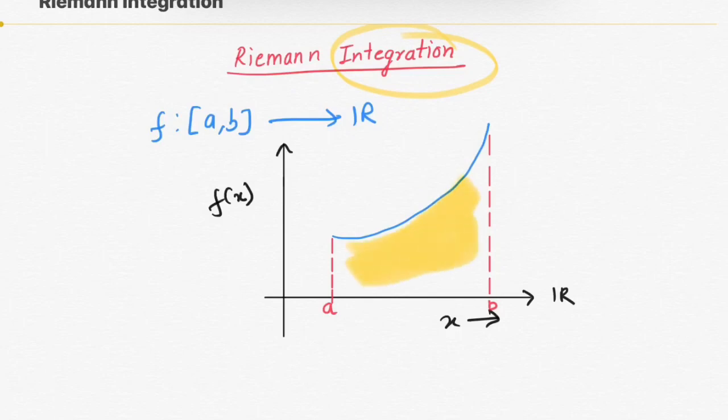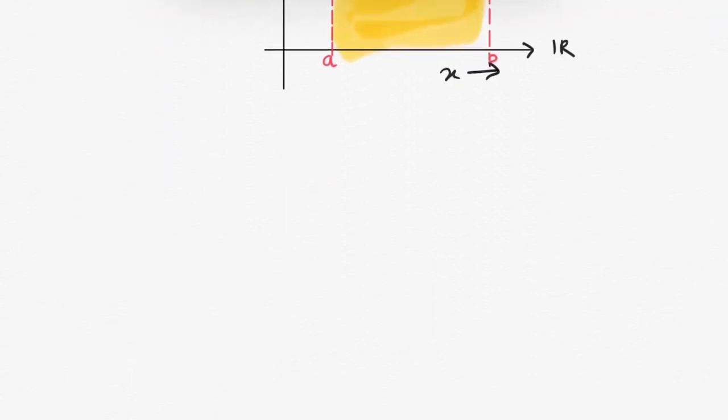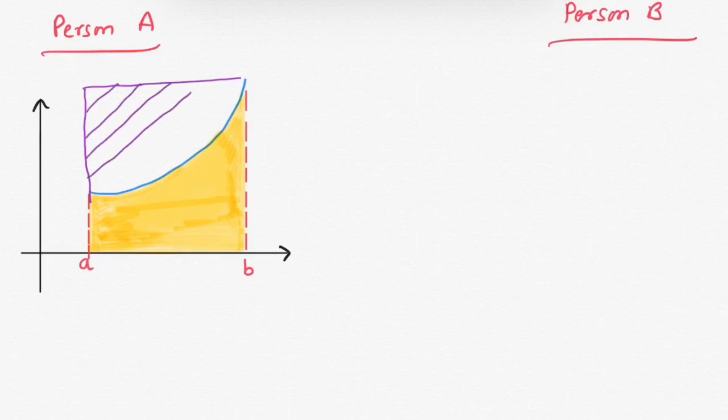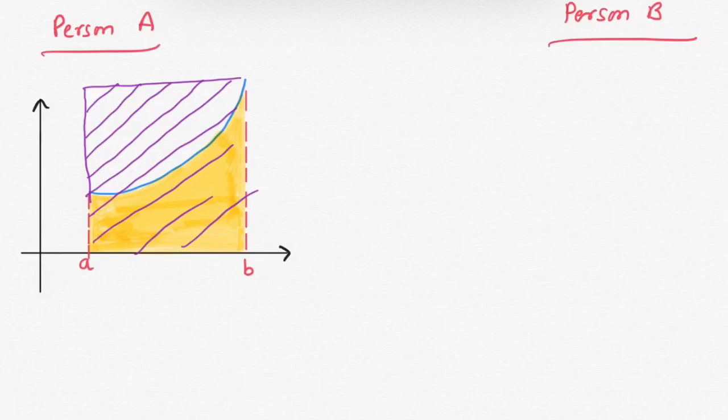In order to find the area of this region, two persons volunteered, person A and person B. To find the area, person A circumscribed this curve with a rectangle, and he said the area of this circumscribed rectangle is the approximate area under the curve. But you can see there is a lot of error here.